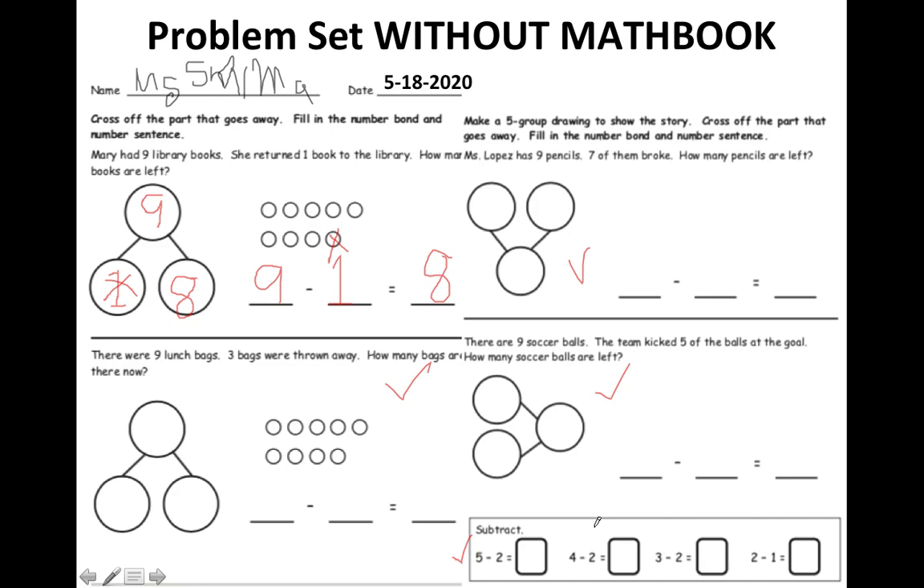Before we go for shout out again, please make sure you're submitting the right paper to your teacher. The kids with the math book, you're submitting the problem set, and kids who do not have the math book, you're doing these 4 to 5 problems.